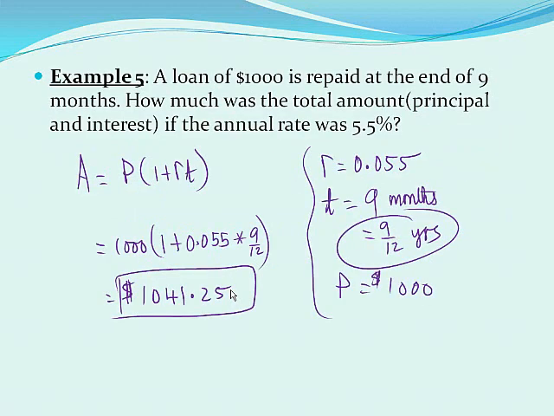One more example. A loan of $1,000 is repaid at the end of 9 months. How much was the total amount, which is the principal and interest, if the annual rate was 5.5%? So this is the future value formula. A equal to P times 1 plus RT. Rate is 0.055. Time in years is 9 divided by 12. Substitute. Answer is 1041.25.